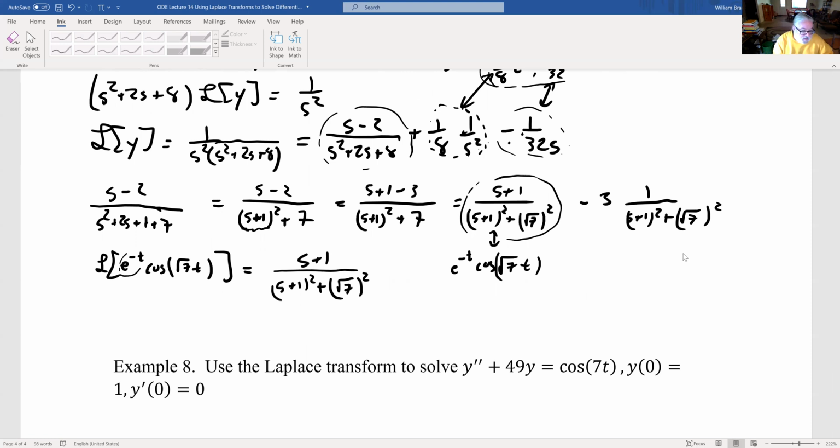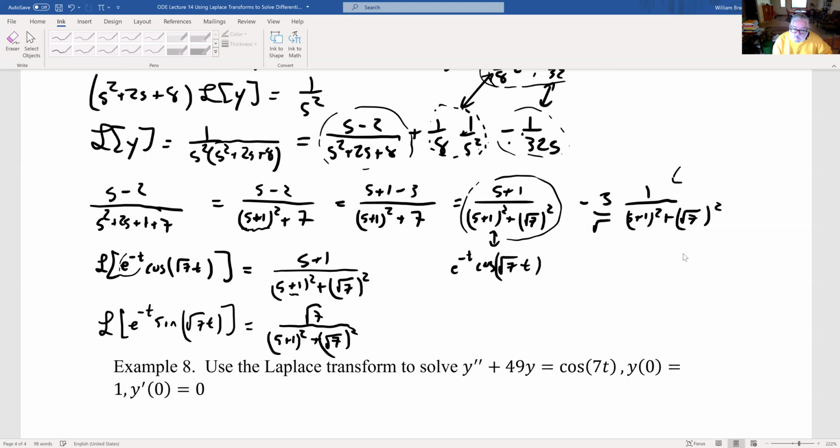Well, the Laplace transform of e to the minus t sine root 7t. Well, the Laplace transform of sine root 7t is root 7 over s squared plus root 7 squared. But the e to the minus t means shift the s like we did here, so it would be s plus 1 squared plus root 7 squared. So this term is almost exactly what we want. What I need to do, though, is multiply the top and bottom by root 7. And now I have this to look exactly how I want it.